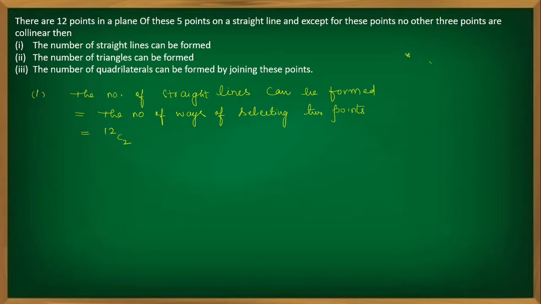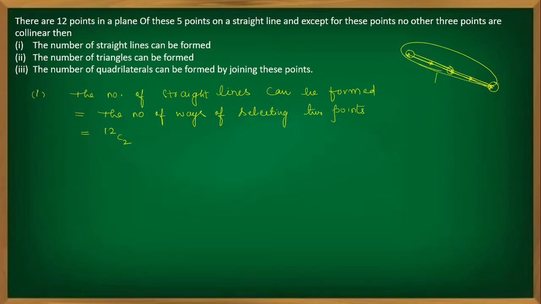Among these 12 points, 5 points are collinear. What is the meaning of this? If you join any 2 of these points, you will get the same line. So what is the meaning of this?